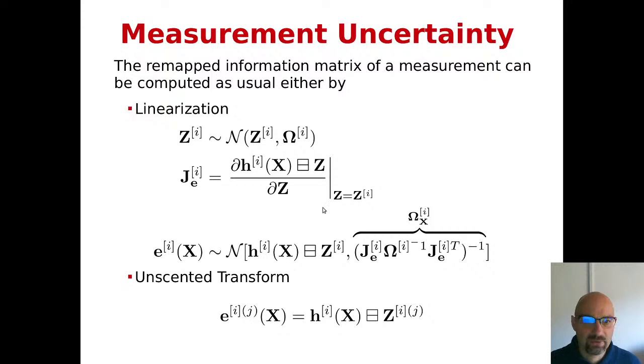Then after I have the Jacobian, I can, as always, do first order error propagation in order to map the covariance matrix expressed in the manifold into a covariance matrix expressed in the error space, just by doing J omega J transposed. The mean stays as always the mean of the error, because I'm operating on Z. Okay, this is one way.